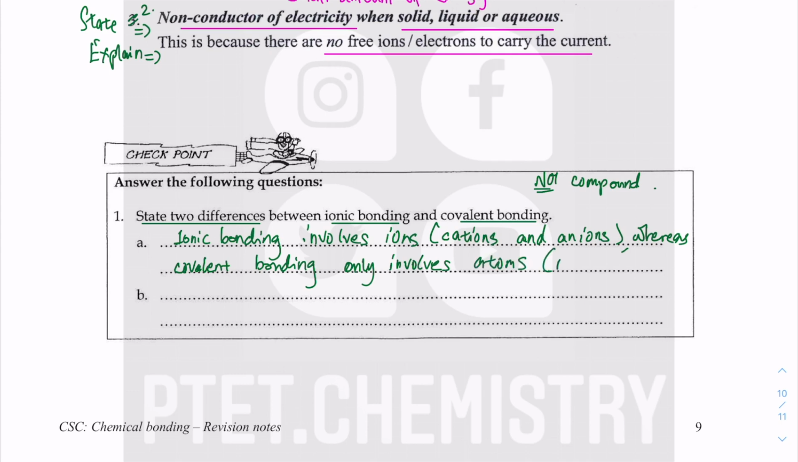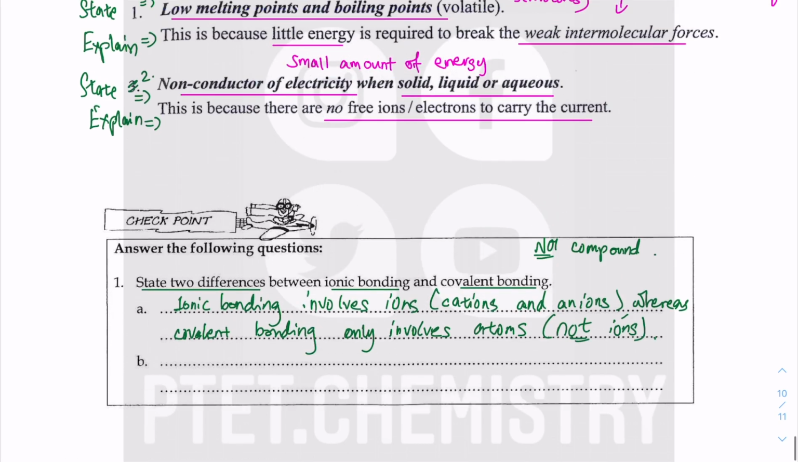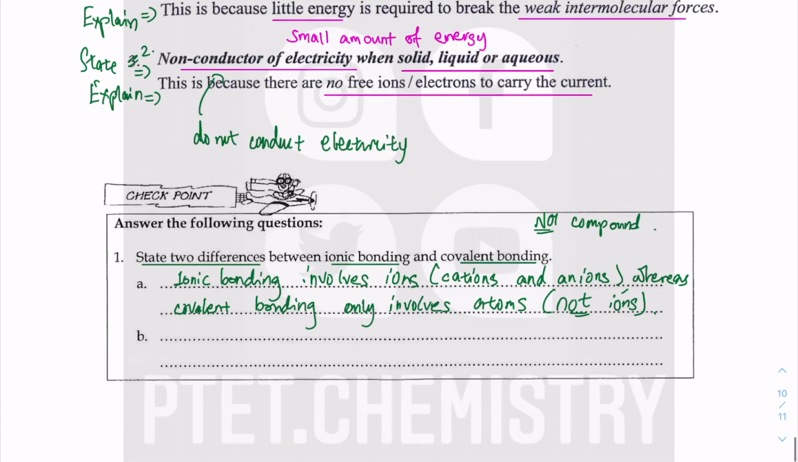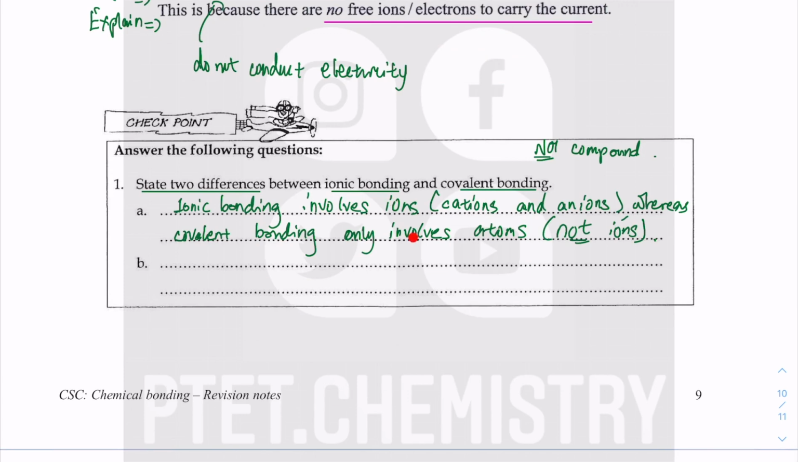Never ions, not ions. And that is the very reason why covalent compounds, simple covalent compounds, do not conduct electricity. Non-conductor, I can also say, does not conduct electricity. So simple molecules do not conduct electricity, whether they are solid, liquid, or aqueous, unlike ionic compounds. Okay, this is asking on bonding, this is not asking you on compounds.